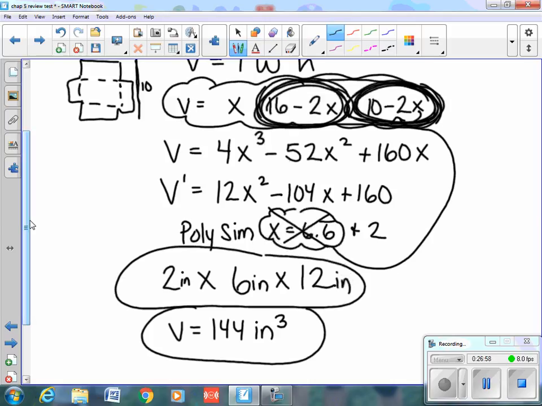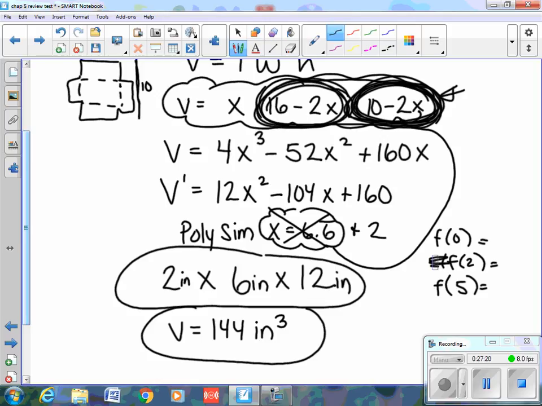And I know I should have probably checked endpoints. I probably should have checked f of 0 and then f of 2. And then f of, with my highest value needs to be 5, my highest value. How did I get 5? I took this one and set it equal to 0, and that's how I got it.